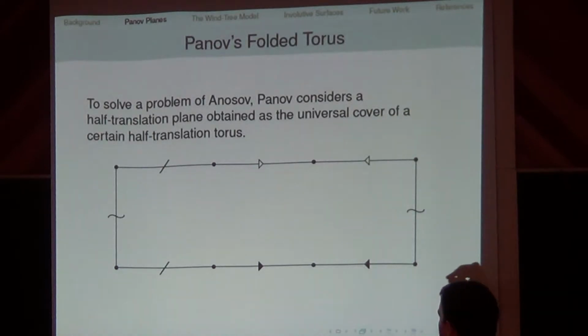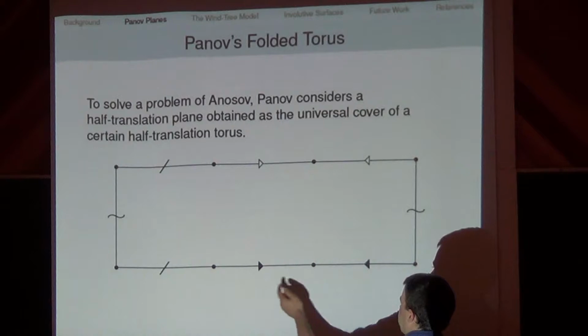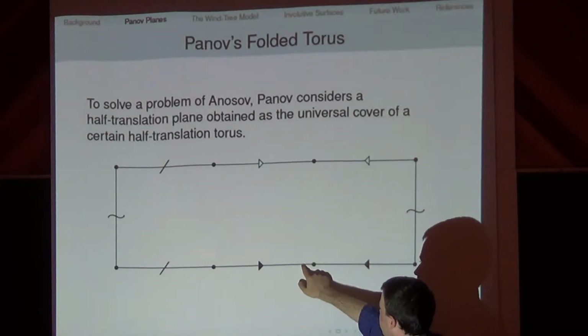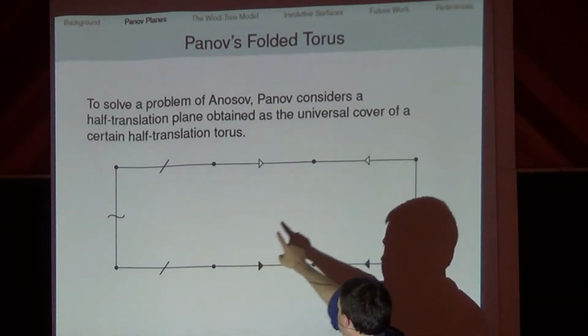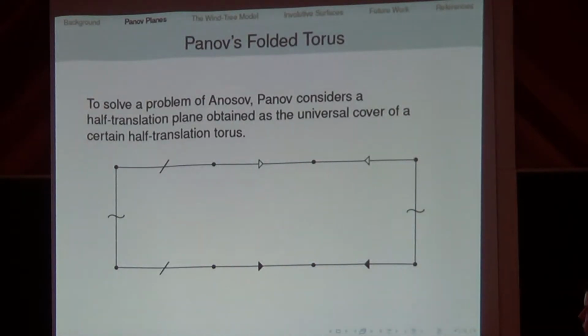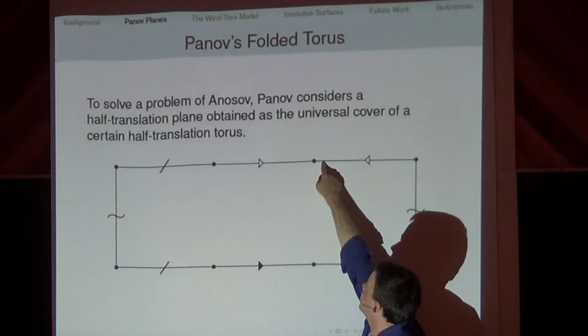Maybe I should clarify what these arrows mean. These two arrows mean that I'm folding these two sides together. So this point here is identified with this point, this point is identified with this point, and this point is identified with this point. I'm just folding those two sides together. So this has cone angle pi. This also has cone angle pi.